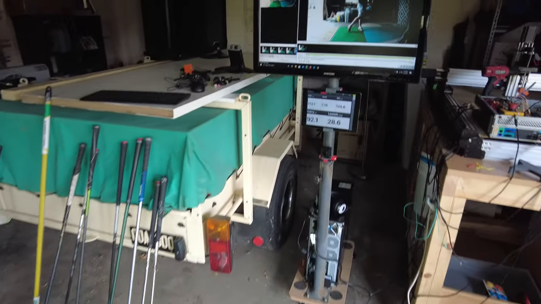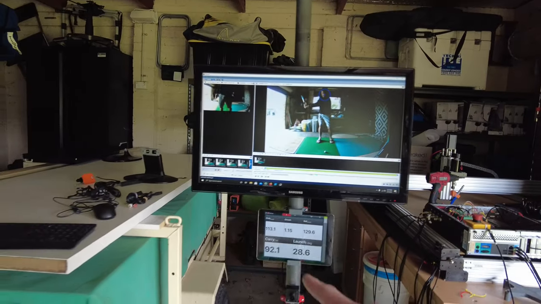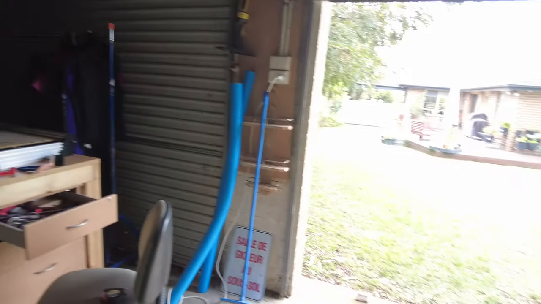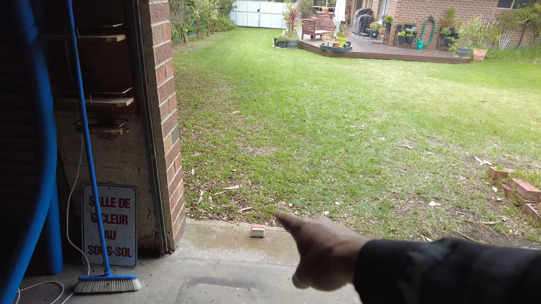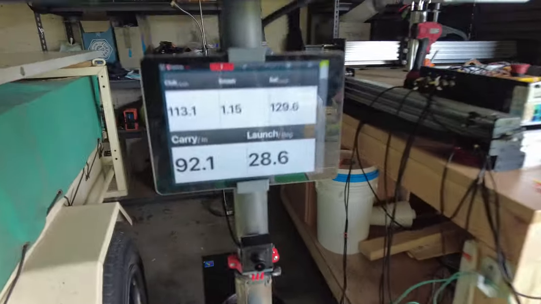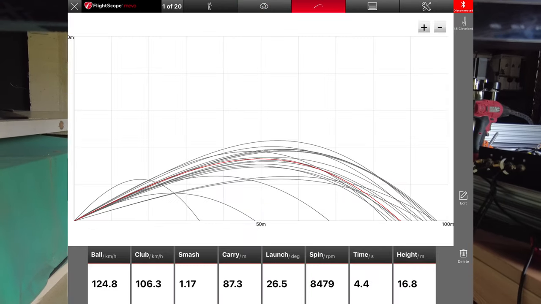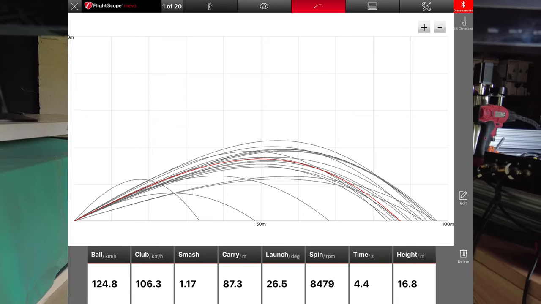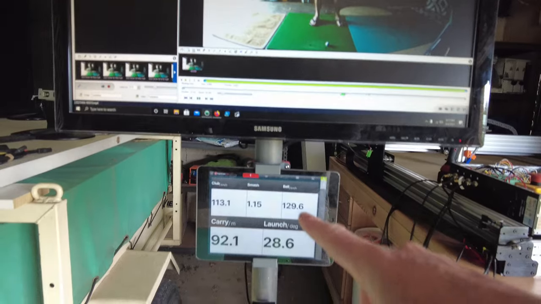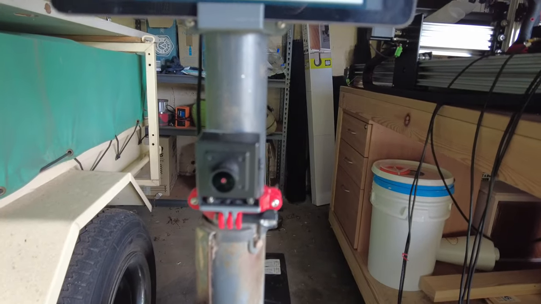And then on the technology side of things, it's kind of two main components really. I'm using FlightScope on the iPad. FlightScope, obviously radar, for sending all the information. So the FlightScope gives you those stats, you know, your launch angle and carry, ball speed, smash factor, and that kind of thing.